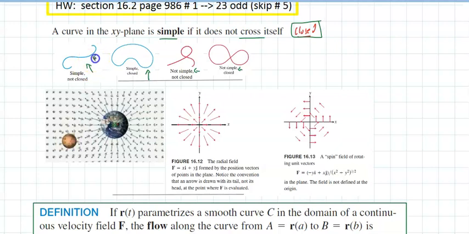So this right here is not closed, but here, anywhere you pick, you could think of it as running a full loop and coming back. That's closed. This is not closed because those don't match. And this is closed because no matter where you start, you could think of running all around and coming back. So simple and closed have nothing to do with each other.